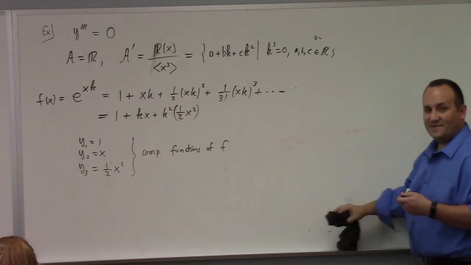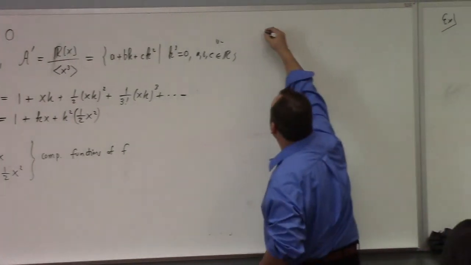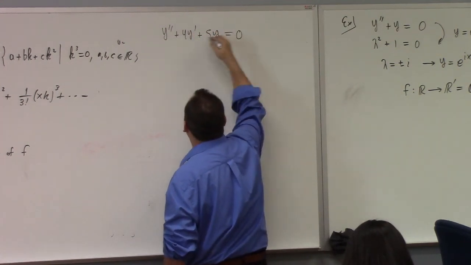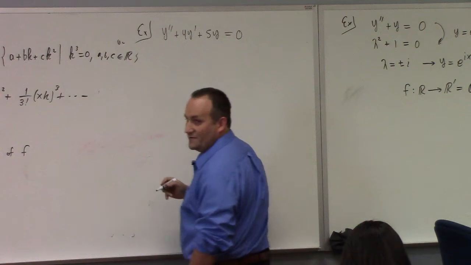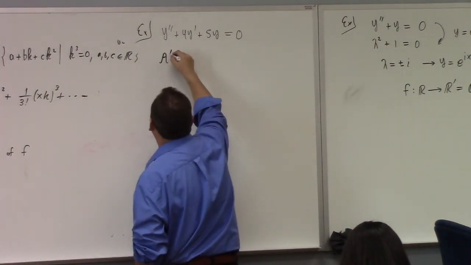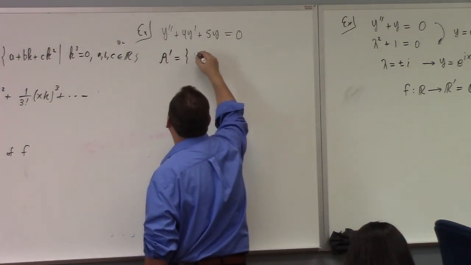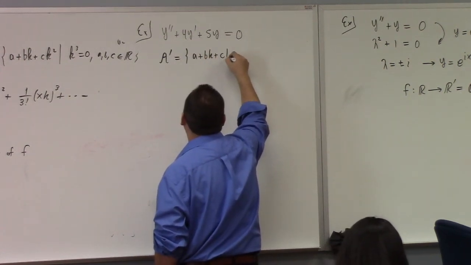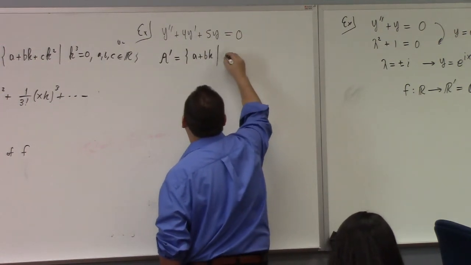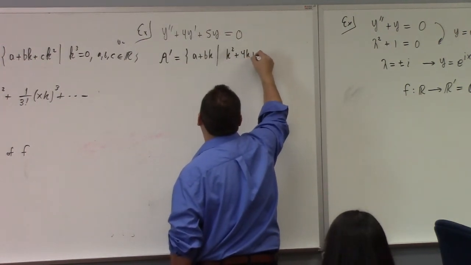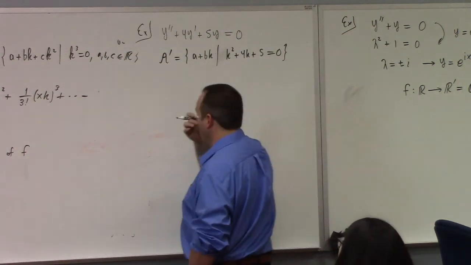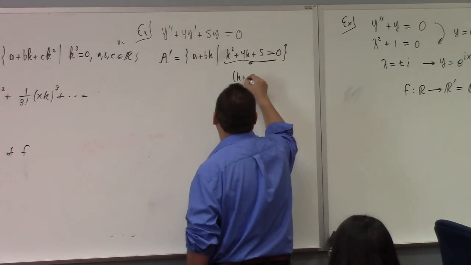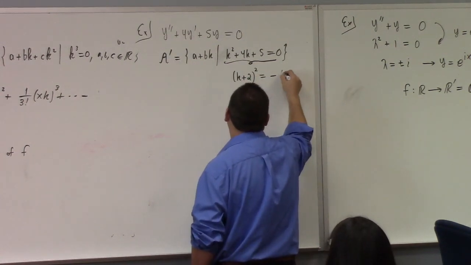But we could do harder stuff, like, I don't know, how about y double prime plus 4y prime plus 5y equals 0? We'd need to work in the algebra A prime, which is of the form a plus bk, such that k squared plus 4k plus 5 equals 0. The way to look at this better is that (k plus 2) squared is equal to minus 1.